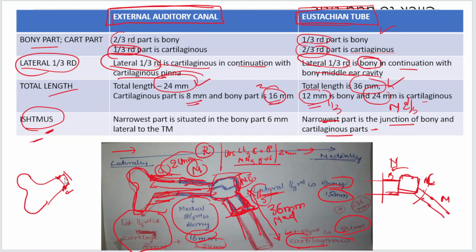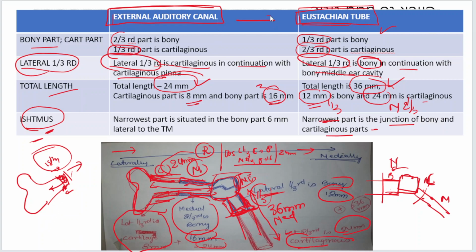What is the importance here? Suppose a foreign body gets lodged medial to this isthmus, then it is difficult to remove this. So isthmus is important from the clinical point of view. Foreign bodies lodged medial to the isthmus are difficult to remove. Isthmus, in the case of eustachian tube, is the narrowest part which is present at the junction of the bony and cartilaginous parts. Okay, I hope I have made these things clear.